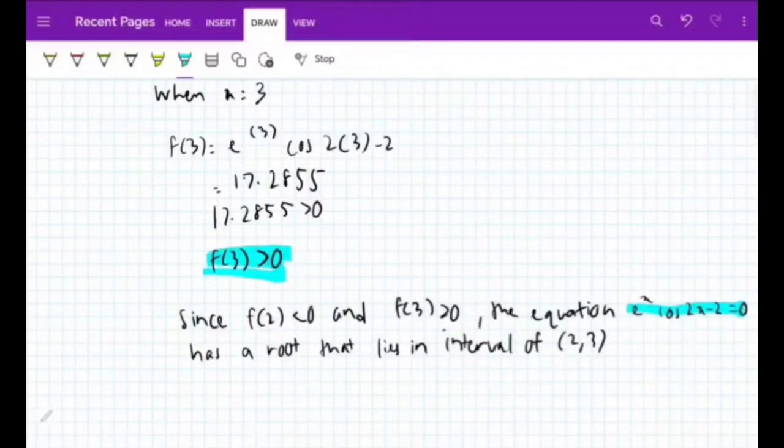So next let's look at questions or exercises that we can work on.